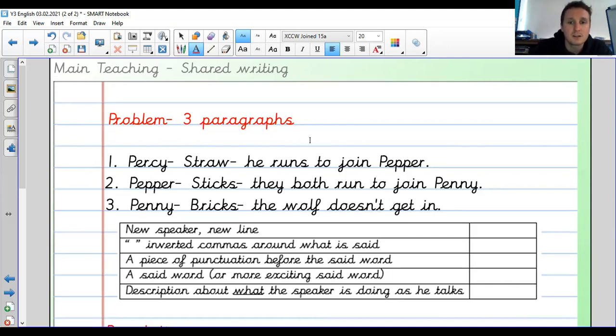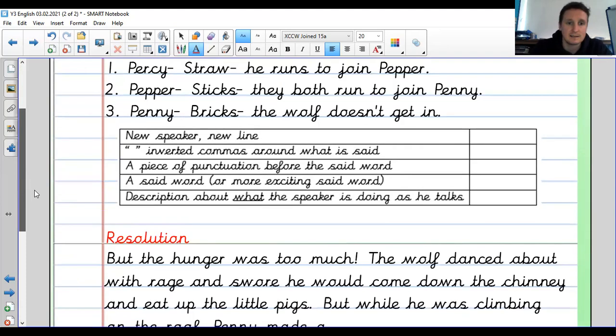All right, I've just put a summary here of what happens in each paragraph. So I've done paragraph 1, I've done paragraph 2 where they both run to join Penny. Paragraph 3, Penny obviously built a house out of bricks. So the only difference there is the wolf doesn't get in. All right, he huffed and he puffed and he huffed and he puffed and he didn't get in.